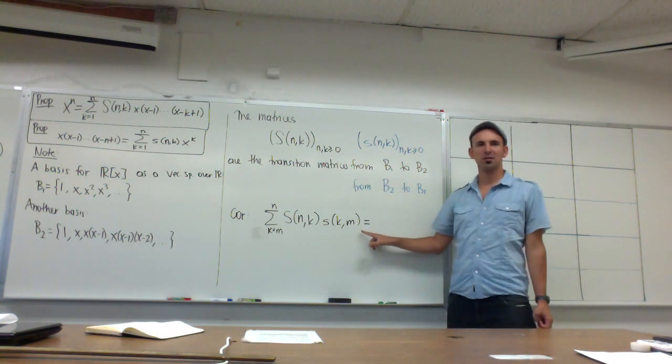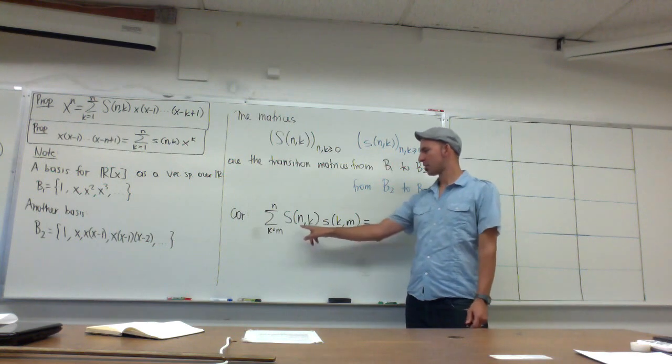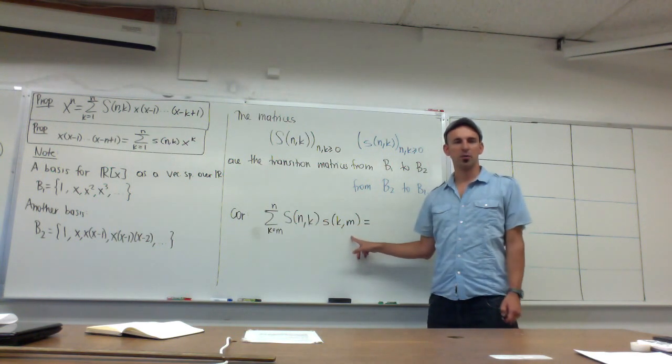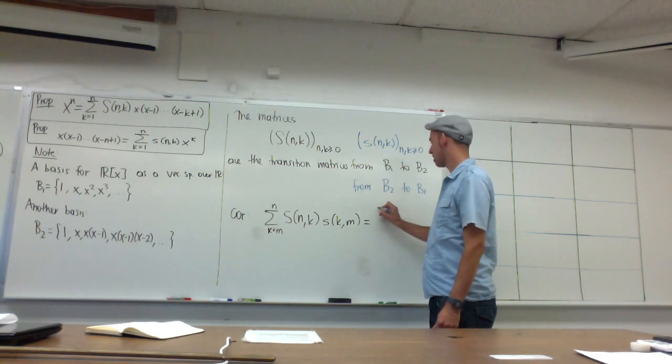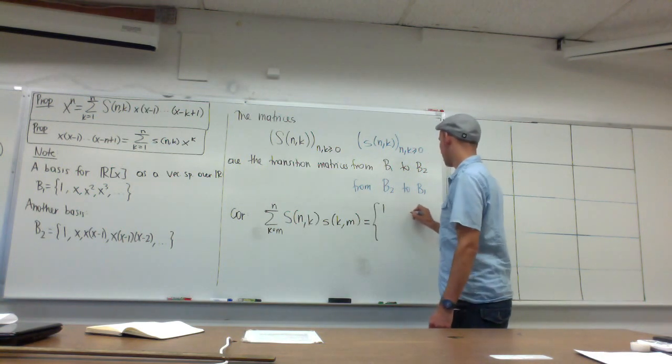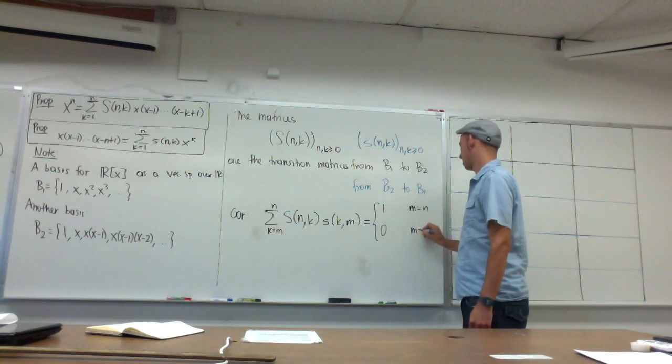What's this? Well, if you think about it from the matrix point of view, this is just the entry nm of the product matrix, and we know that that product is the identity. So that means that this thing is 1 if m is equal to n, and 0 if m is different from n.